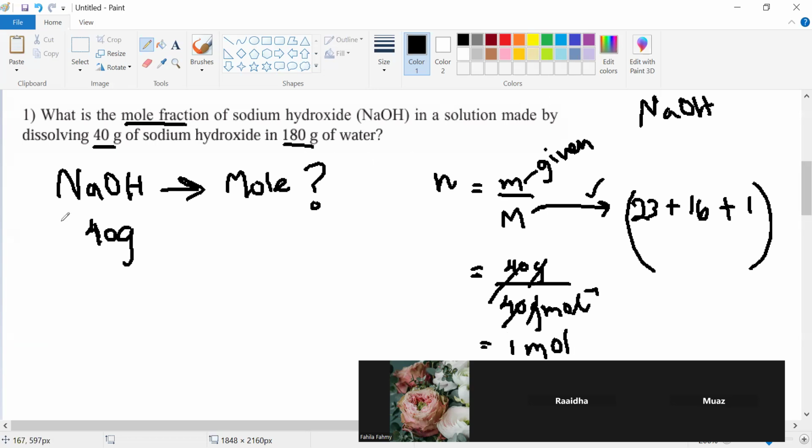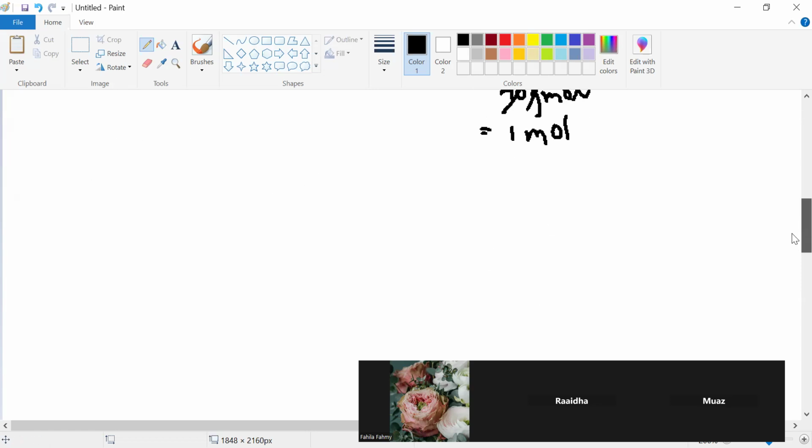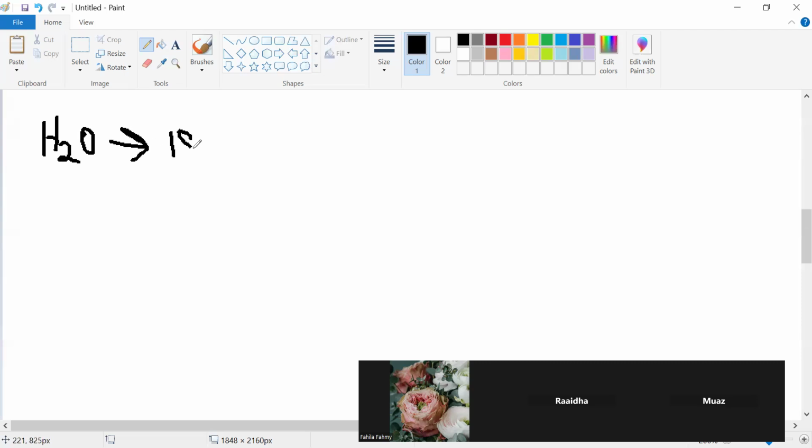So you got that number of moles. You found it. That is 1 mole. Now let's work out with water. For water, I know only the mass. They told me it's 180 grams.